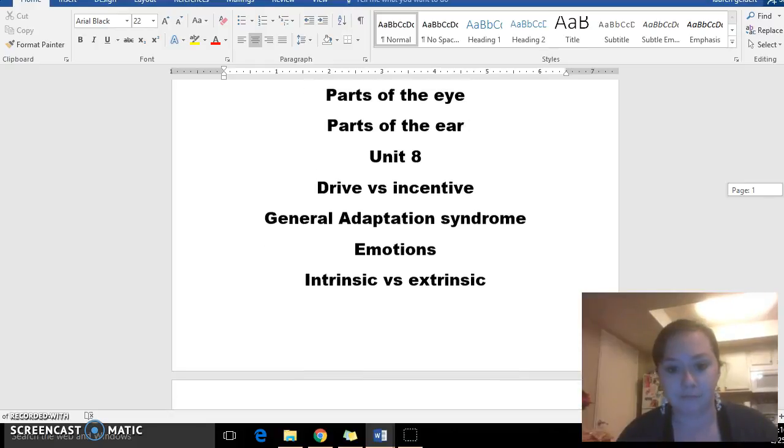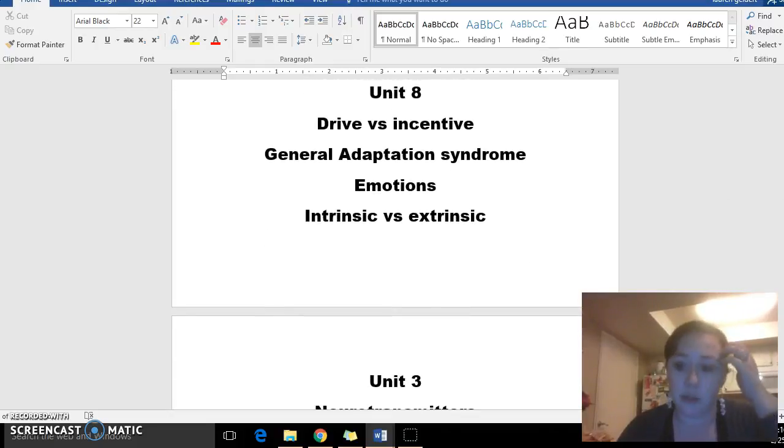Now, Unit 8, you'll definitely need to look into a drive versus an incentive. How are they different? What theories do they go with? There are 3 major theories in Unit 8. You'll need to know all 3 of them in terms of drive and incentive. Now, Maslow's hierarchy is also a theory that you will definitely need to know backwards, forwards, upside down for tomorrow. Now, general adaptation syndrome, stress. How can we deal with stress? What do we need to do to handle stress, and how stress affects us both in the short term and the long term in terms of physical ailments.